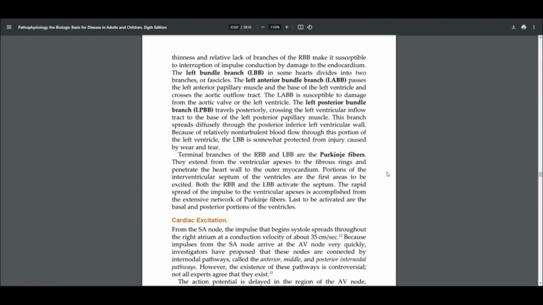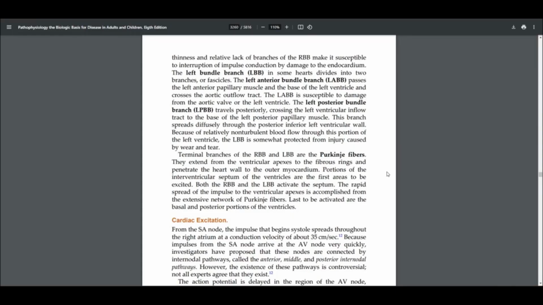The left bundle branch, or LBB, in some hearts divides into two branches, or fascicles. The left anterior bundle branch passes the left anterior papillary muscle and the base of the left ventricle and crosses the aortic outflow tract. The left anterior bundle branch is susceptible to damage from the aortic valve, or the left ventricle.